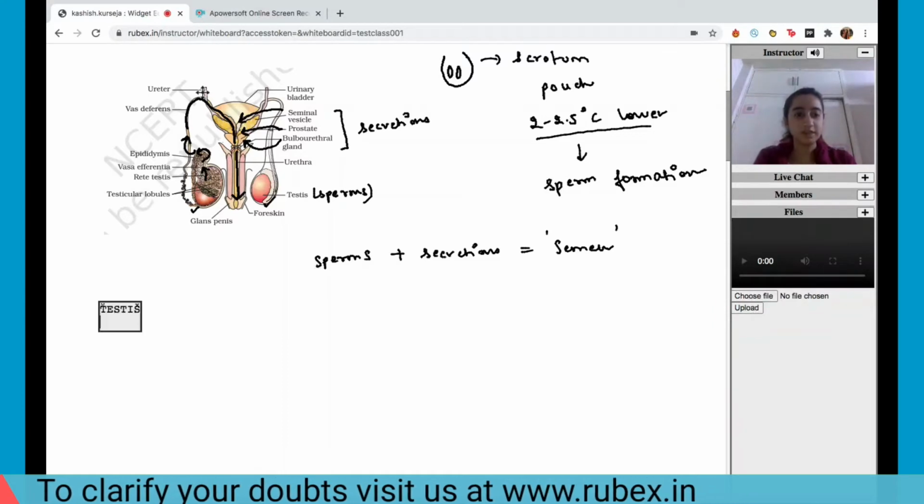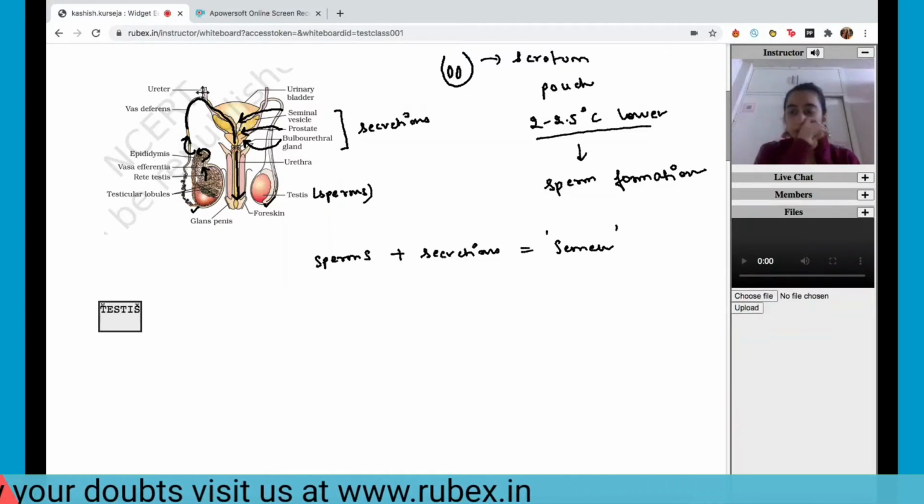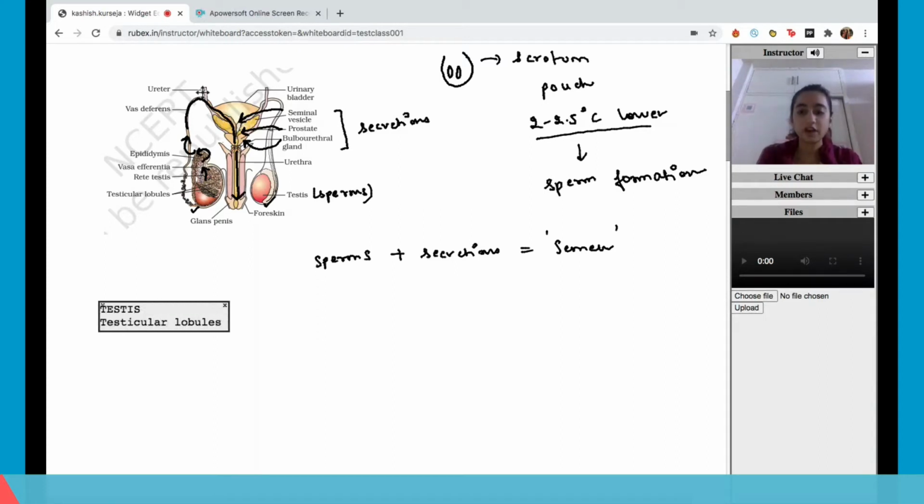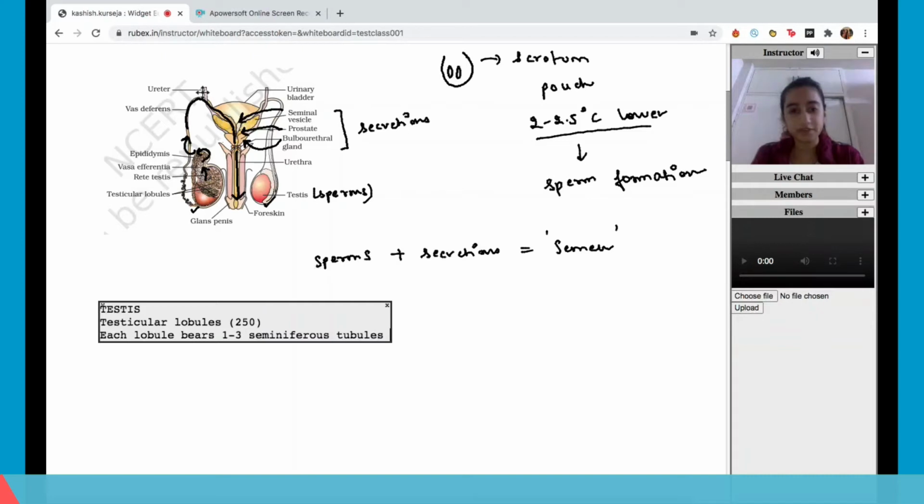Testes are the organs in males which are important for sperm formation, we know, right? So what happens here is we see that there are some testicular lobules, about 250 of them. Small lobes are found inside the testes. Each lobule bears 1 to 3 seminiferous tubules.